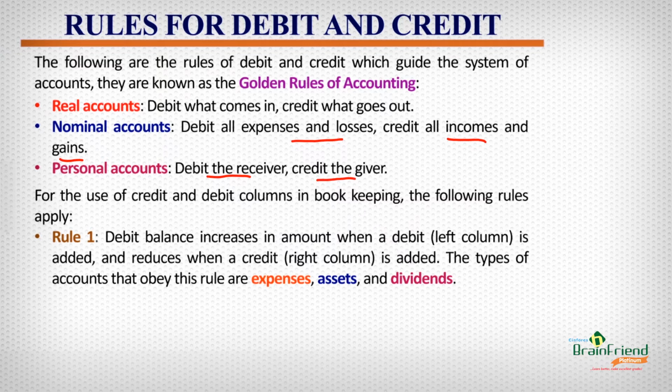For the use of credit and debit columns in a typical bookkeeping account, the following rules apply. Number one, debit balance increases in amount when a debit, which is at the left column, is added, and reduces when a credit at the right column is added. Now, the type of accounts that obey these rules are expenses accounts, assets accounts, and dividends account.